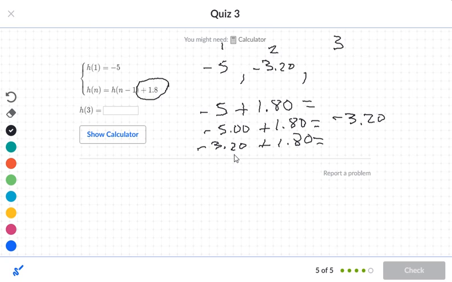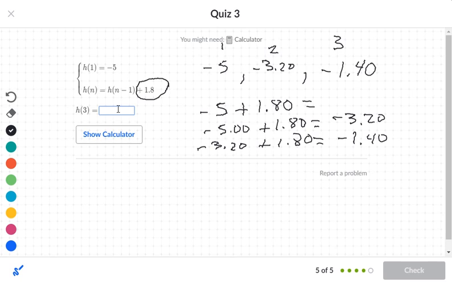Well, you owe somebody $3.20. You give them $1.80. When you give them $1.80, that means you still owe them $1.40. So the third term would be $1.40, or negative 1.40, because since you owe them money, it's going to be a negative. So let's put in a negative 1.40.